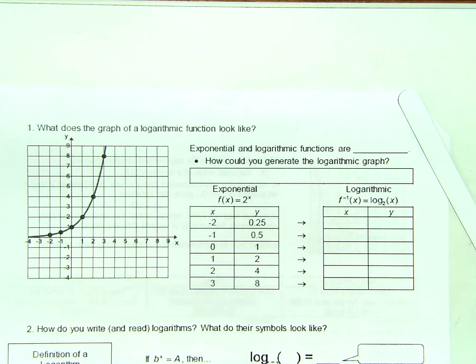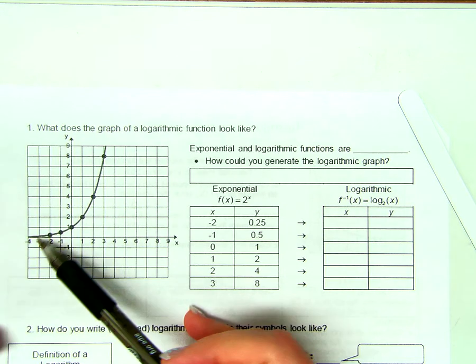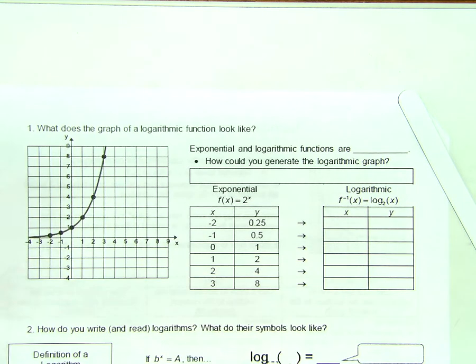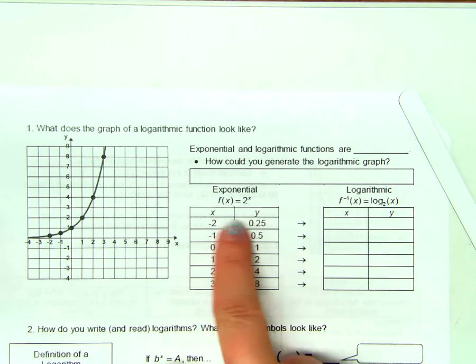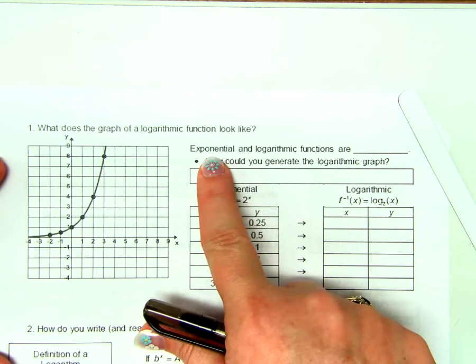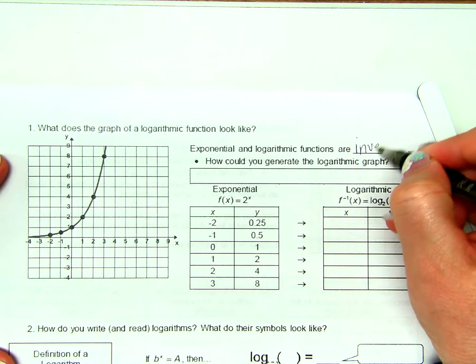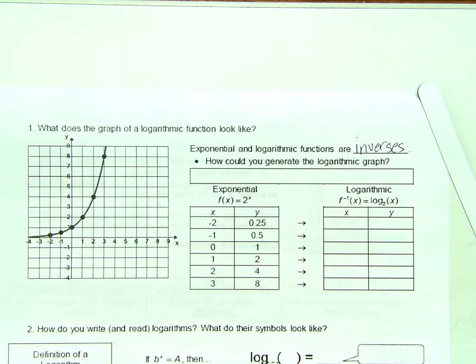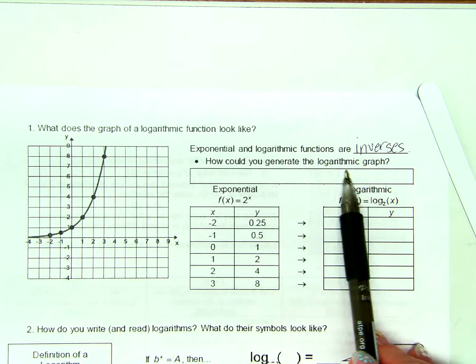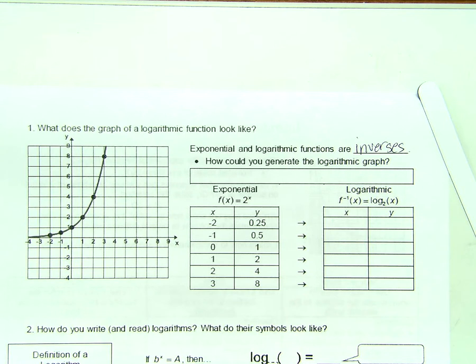What does the graph of a logarithmic function look like? Well, what's this graph? What does that look like? Yeah, it's increasing. It's exponential like we just did, isn't it? Okay? And here's the table that it came from. Well, exponential and logarithmic functions are inverses. Remember I told you a minute ago they're super closely related? This is how closely they are related. You can get one from the other, right? How do we get one from the other? How could we generate the logarithmic graph?